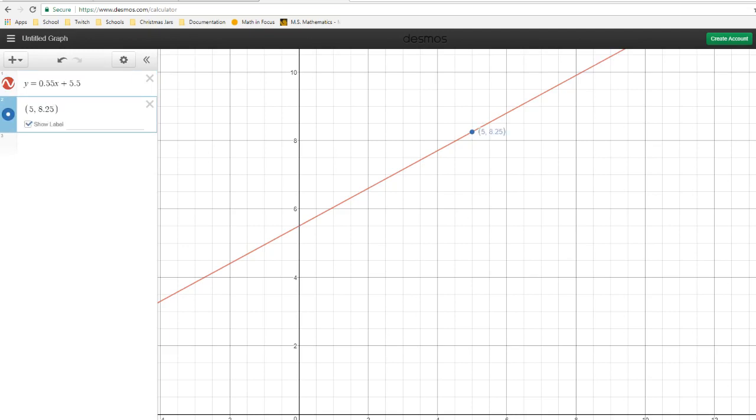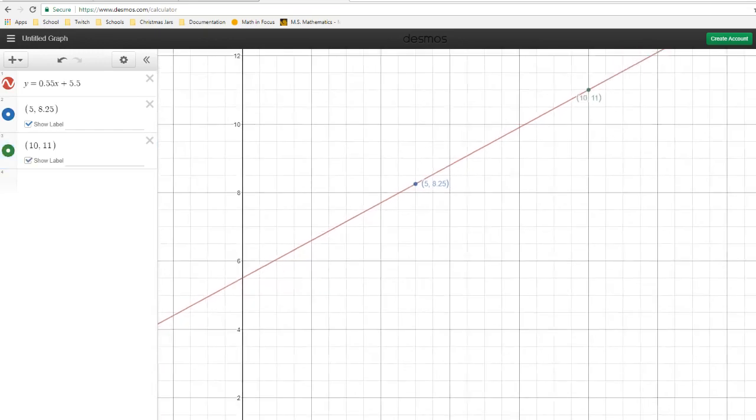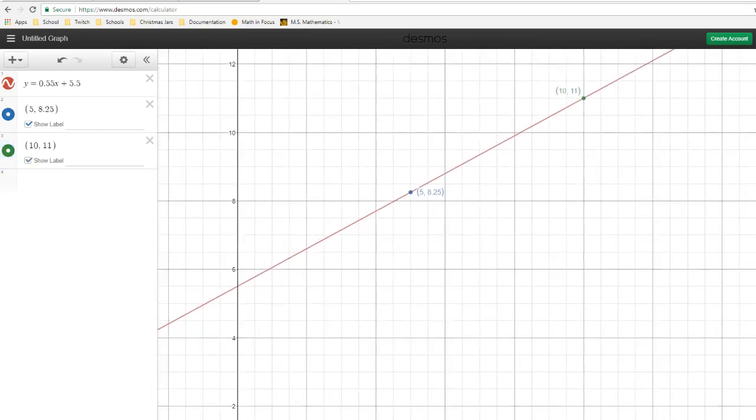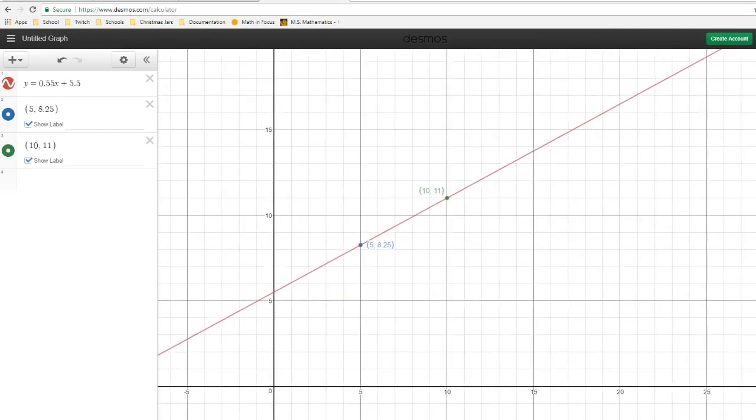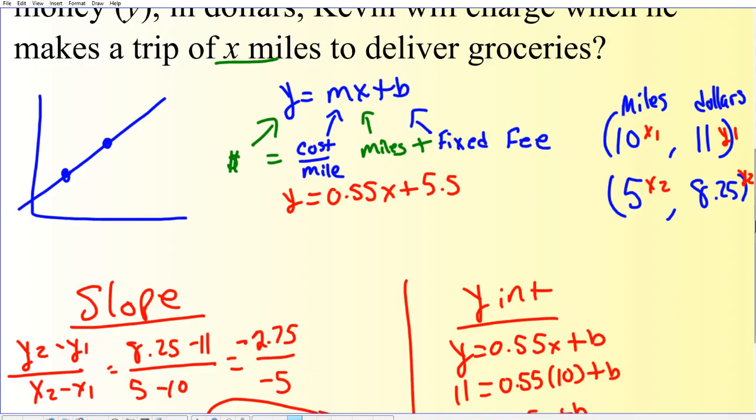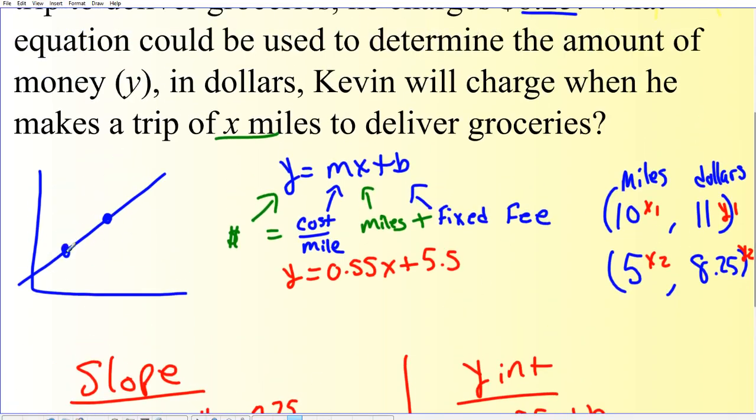And it went through the point 10, 11. Sure, you can show that. Where is point 10, 11? Look at that. So what they gave us looked really hard, but they gave us enough information: here are 2 points on my line. You've given me cost and you've given me miles, and those are the 2 pieces I needed.